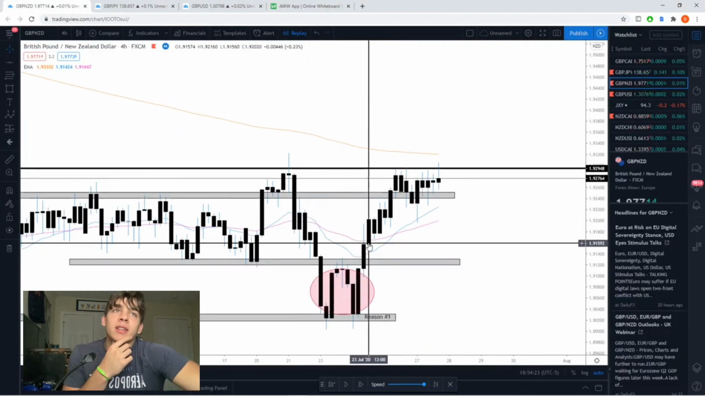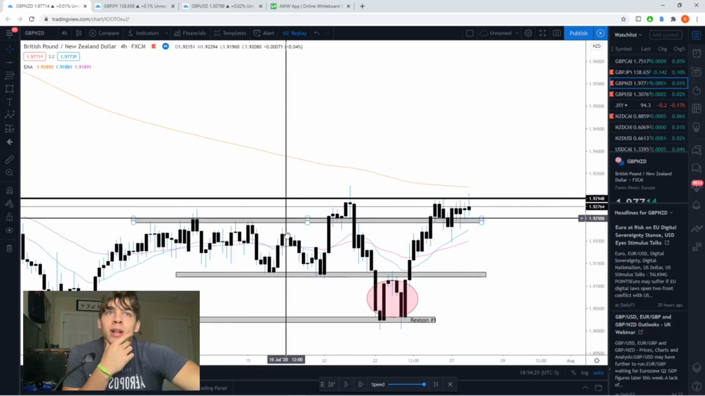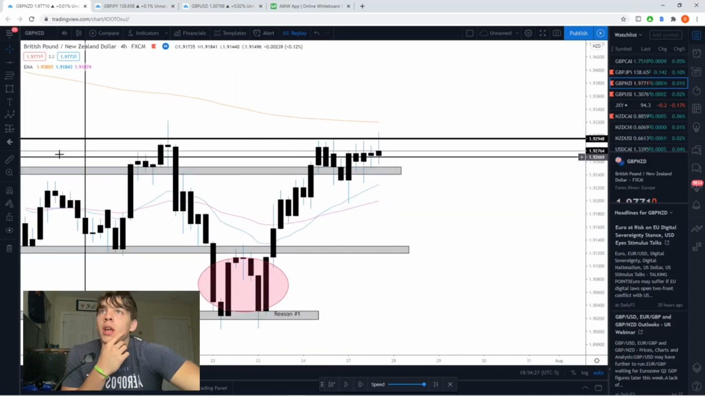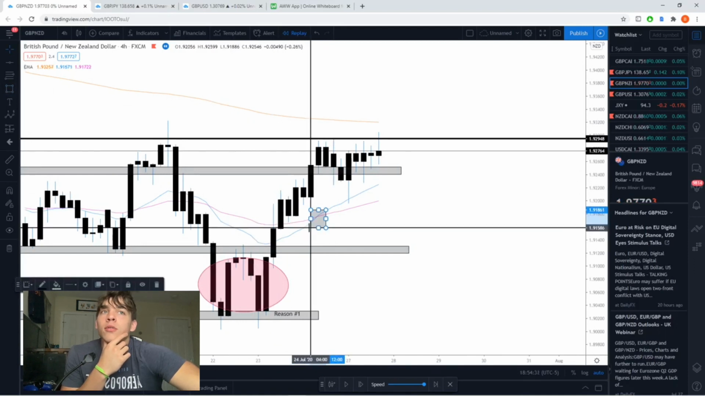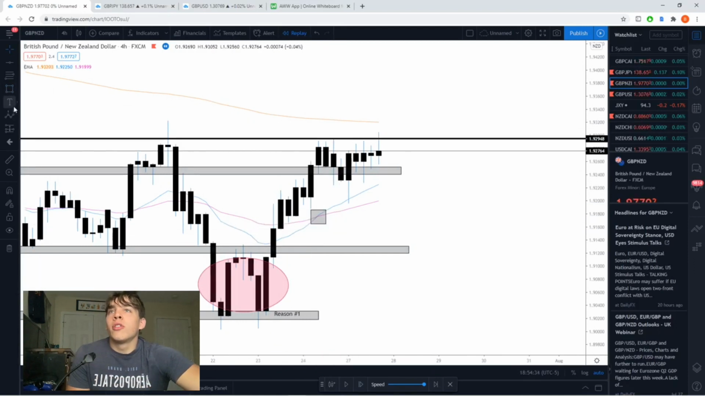Once we did see that W pattern, we noticed that these structural levels / zones were broken, and you can also take a look right here and see that there was a crossover of the 20 going over the 50 EMA.